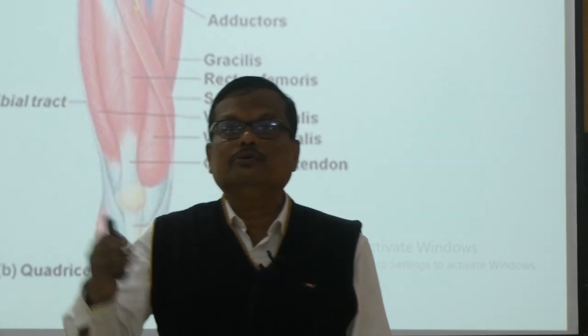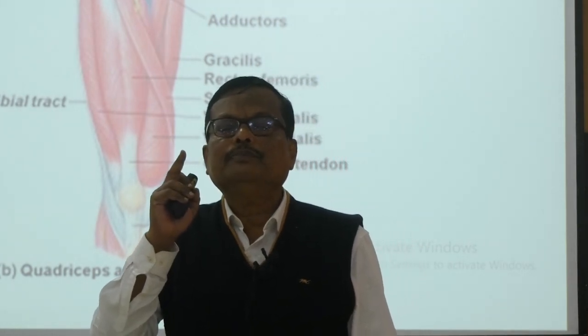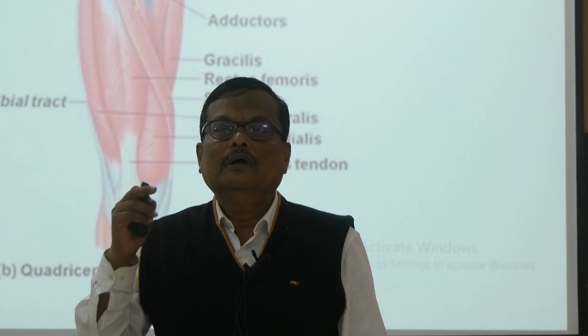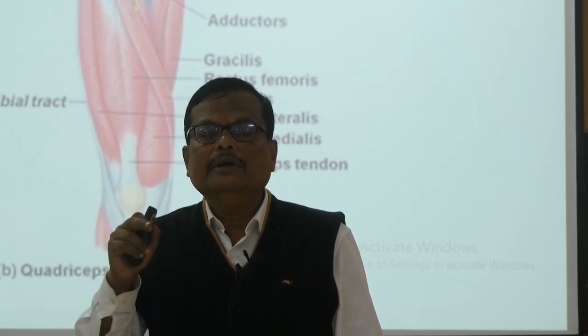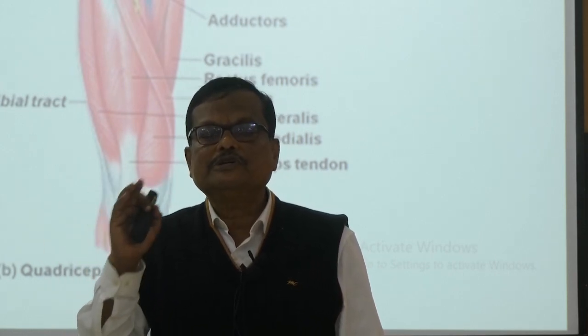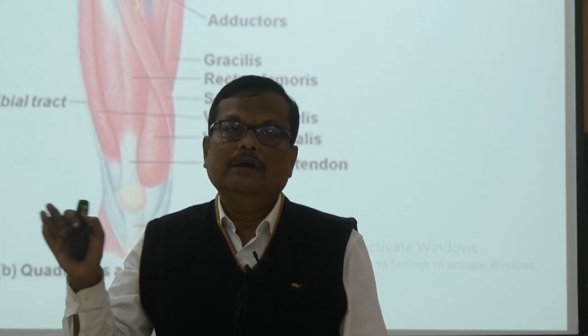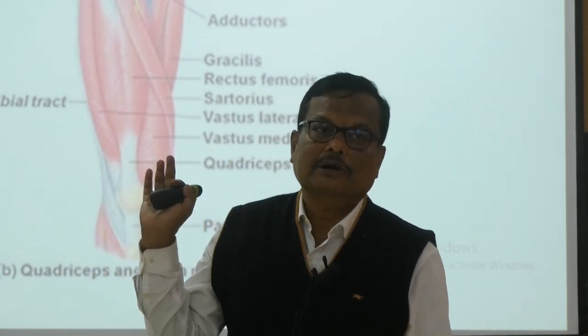ready-made idea so that you can get a shortcut. So nerve to sartorius and cutaneous, medial and intermedius. And posterior division: quadriceps, in nerve to quadriceps means nerve to vastus medialis, intermedius, lateralis and rectus femoris, and sap means saphenous nerve.